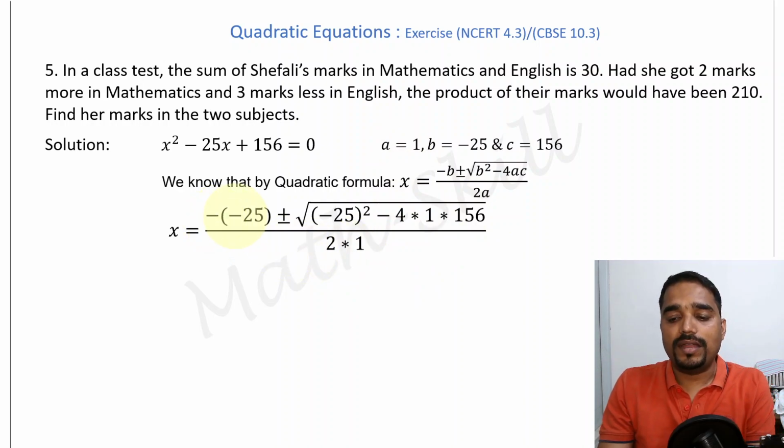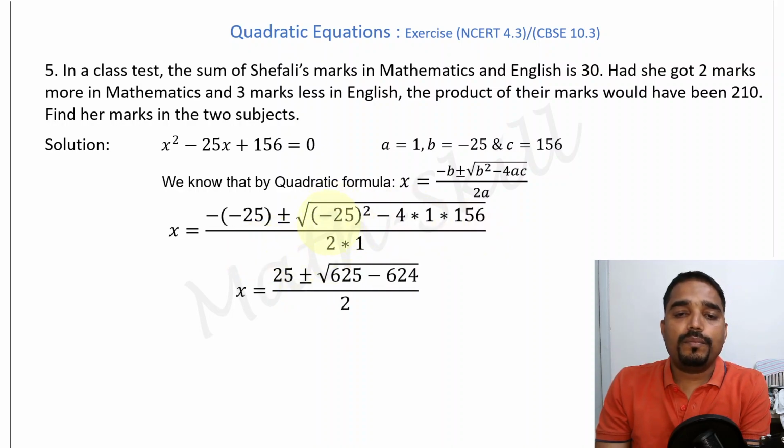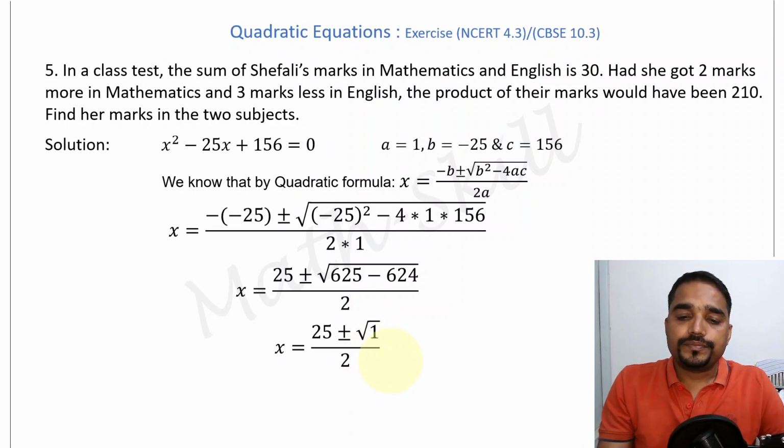So minus of minus 25 is plus 25, plus or minus square root of minus 25 whole square is plus 625, minus 4 into 1 is 4, multiplied by 156 is 624, whole divided by 2 into 1 is 2. That is 625 minus 624 within the square root, it would become square root of 1, which means x is equal to 25 plus or minus square root of 1, whole divided by 2. Square root of 1 is 1, therefore x is equal to 25 plus or minus 1, whole divided by 2.